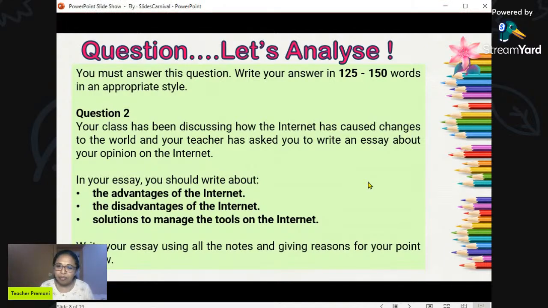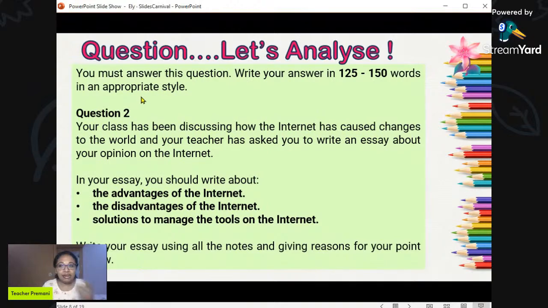All right, so let's look at this question. Let's read first. You must answer this question. Write your answer in 125 to 250 words in appropriate style. So here, when they talk about style, you're actually writing a part two essay, which is point of view. So your sentence structure and style should be point of view.